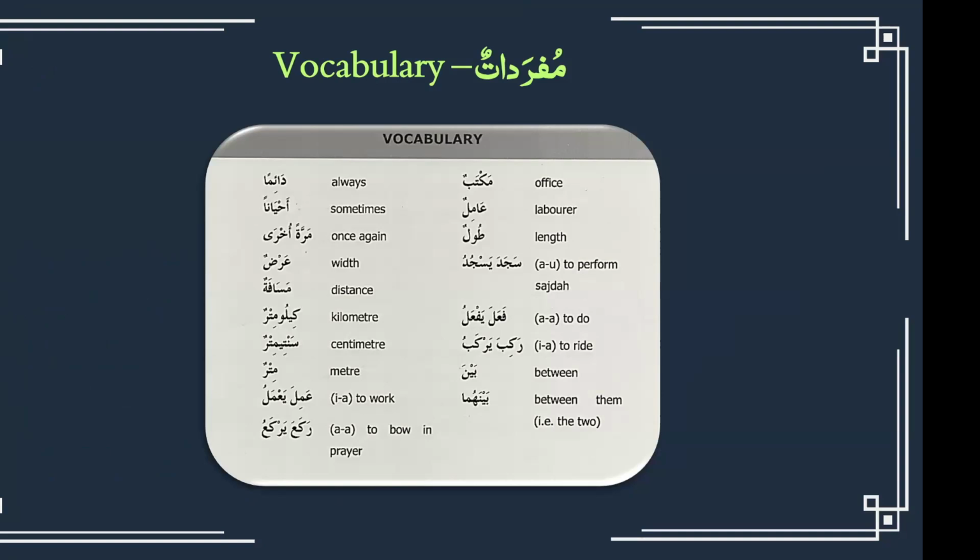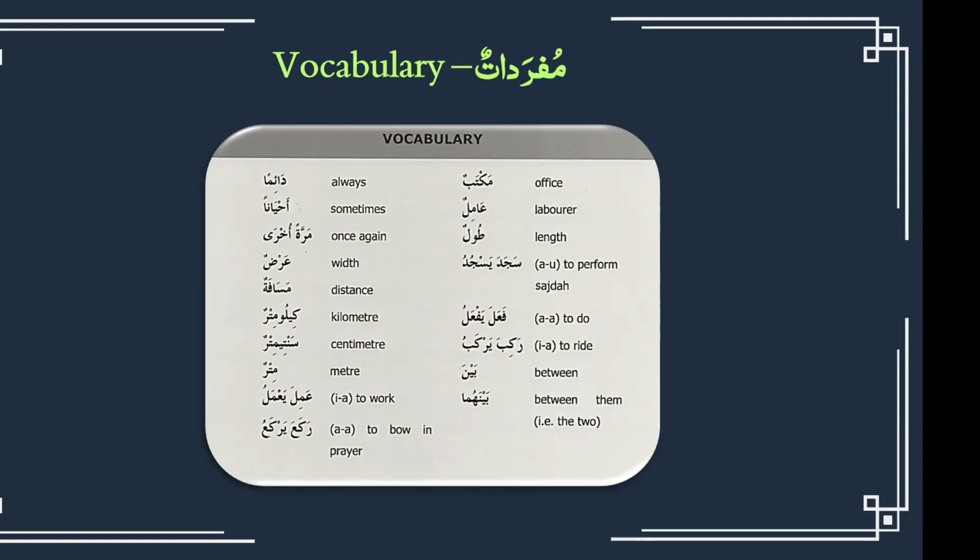The first word is daiman, which is always. Ahyanan is sometimes. Marratan ukhra is once again. Ard or ardun is width. Masafa is the distance. Kilometer is the kilometer. A centimeter is centimeter. Mitrun is meter. Amila yamalu, to work. Raka'a yarku, to bow down in the prayer.